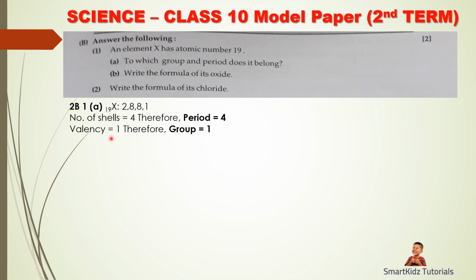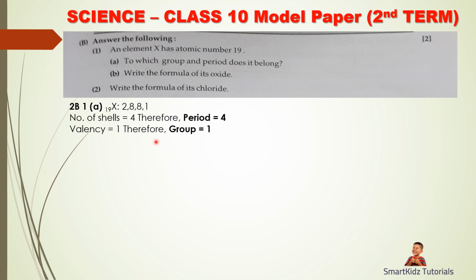Valency is 1 because it has one electron in the valence shell or the outermost shell, and likelihood is it would readily give up that one electron in order to gain a stable noble gas configuration. And since it has a valency of 1, we can say that it belongs to group number 1.